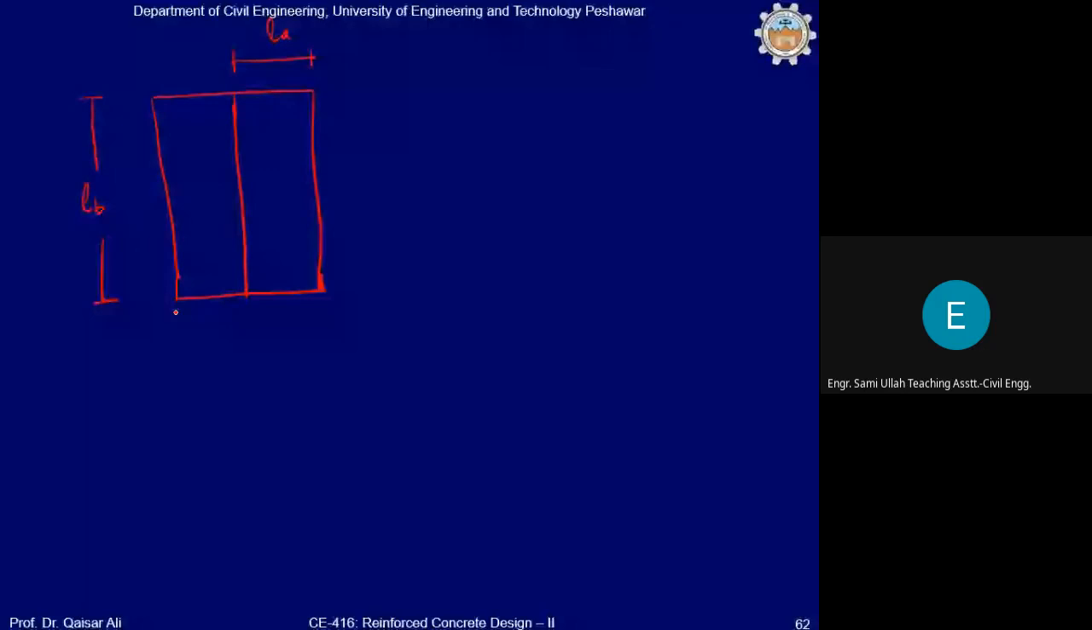Now, for example, the interior beam along the longer direction is B1 and the exterior beams are B2. Similarly, the exterior beam along the shorter side is B3. And the ultimate load of the slab is represented by small w u.